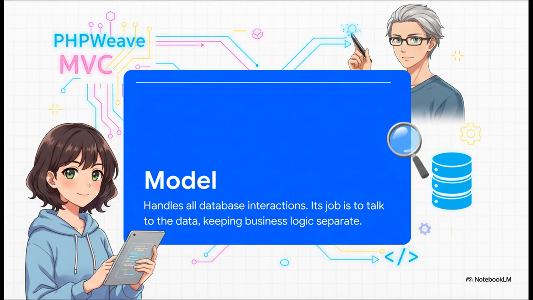So let's start in the kitchen with the chef, the model. Its one and only job is to deal with the database. Getting data, saving data, updating it, that's it. And by keeping all that database logic tucked away here, your code stays super clean, organized, and way more secure.